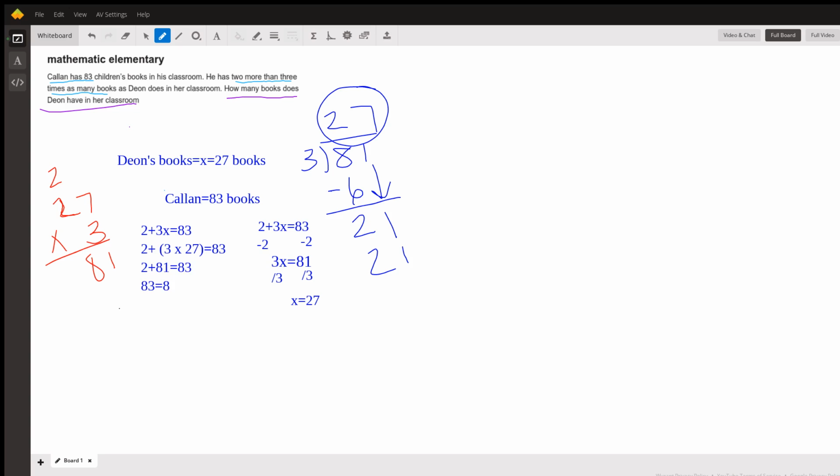So we have 83 equals 83. So we have solved. Deon has 27 children's books. And that's the end of it.